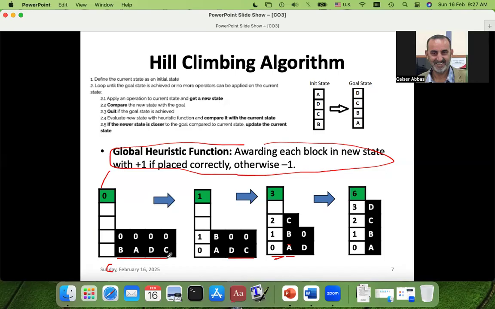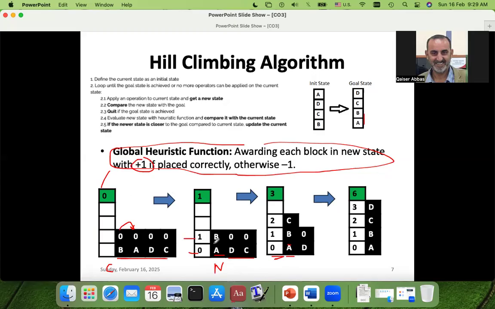Here we will stack, or place, this B on A in the next step. And now this is the new state. We are placing B on top of A, and A is on the ground. We are now calculating the values. A is on the ground, value is 0. And B is properly placed according to the goal. If it is properly placed, assign the value +1. So it has the +1 there.